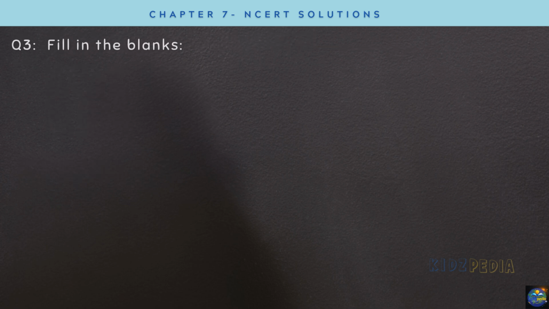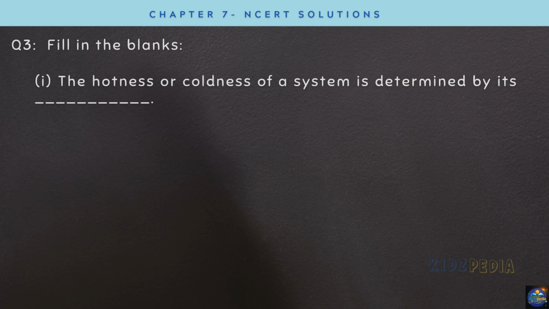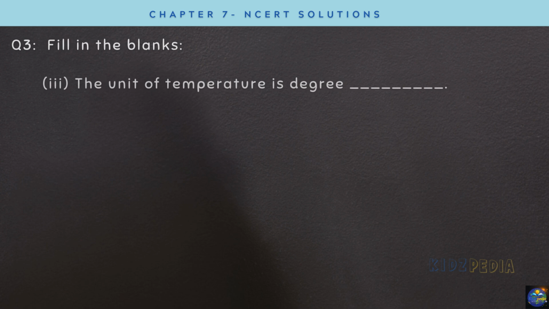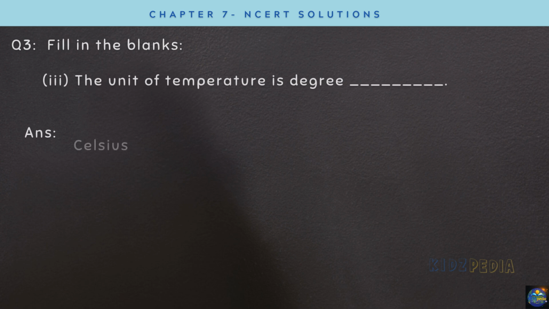Third question, fill in the blanks. First one, the hotness or coldness of a system is determined by its... the answer is temperature, because temperature is the measure used to compare how hot or cold a body is. Second one, the temperature of ice cold water cannot be measured by a dash thermometer. The answer is clinical thermometers, because clinical thermometers have a limited range and are designed mainly for measuring human body temperature.